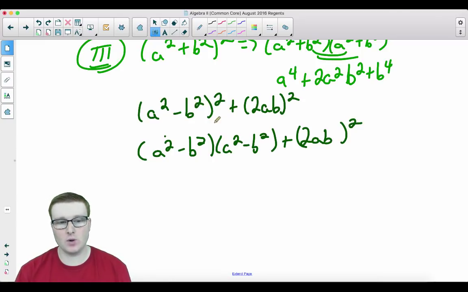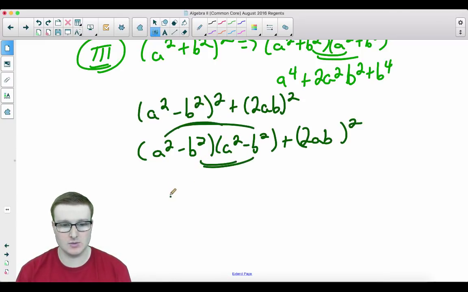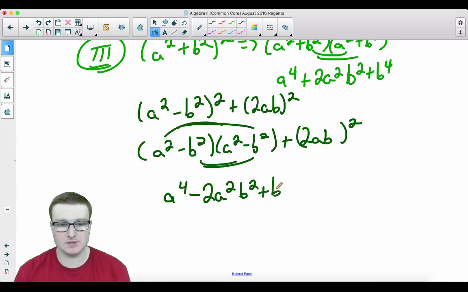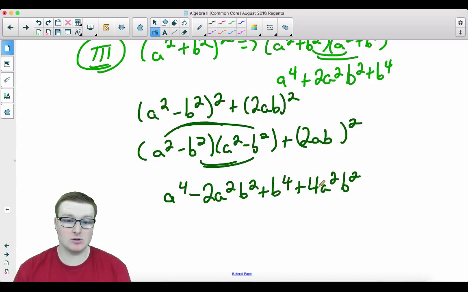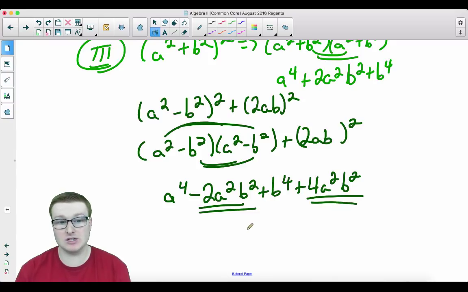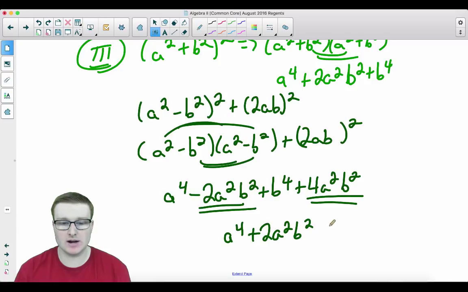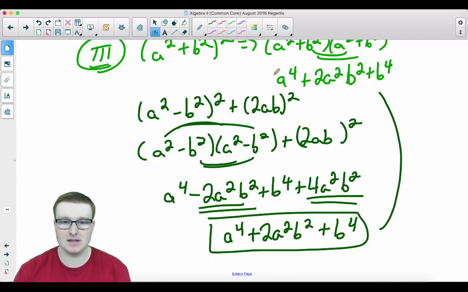So what I'm going to do is I'm going to FOIL this. So we get a to the 4th minus 2a squared b squared plus b to the 4th plus 4a squared b squared. Okay? So now let's just combine like terms. That minus 2a squared b squared can combine with the 4a squared b squared. We get a to the 4th plus 2a squared b squared plus b to the 4th. Does that equal what we're given up top? Yes, it does. Both of those equal.